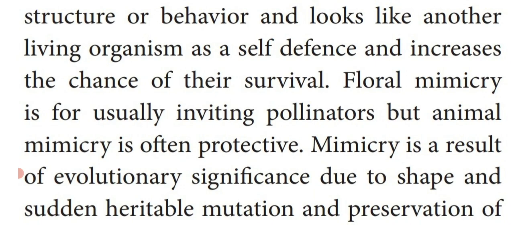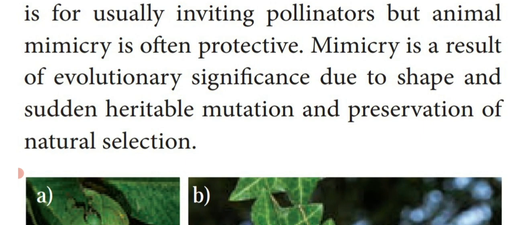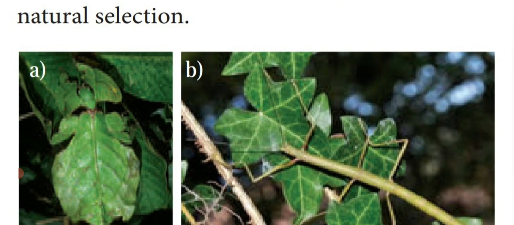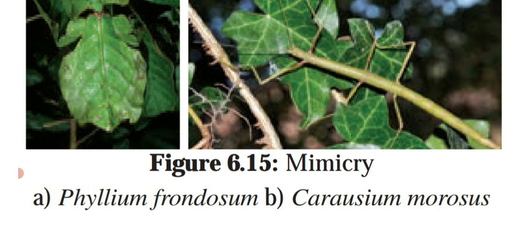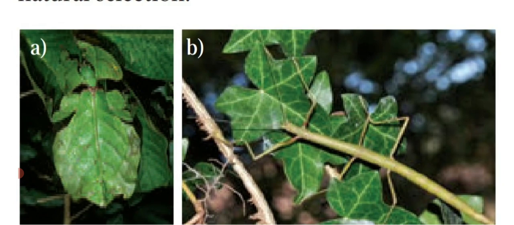This mimicry shows evolutionary sequences due to different shapes and sudden heritable mutation. That means sudden mutation and preservation by natural selection. So this is said to be mimicry. Dear students, see the first diagram. Phyllium frondosum. That means the leaf which looks like an insect, isn't it? So that is said to be mimicry.